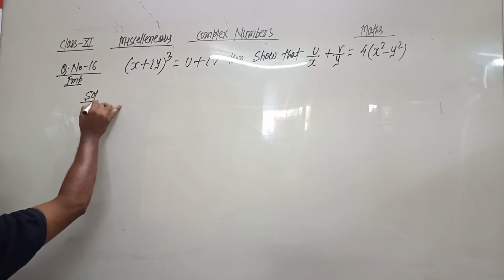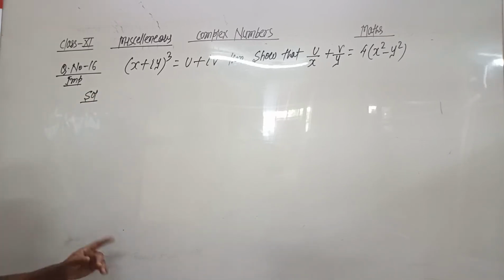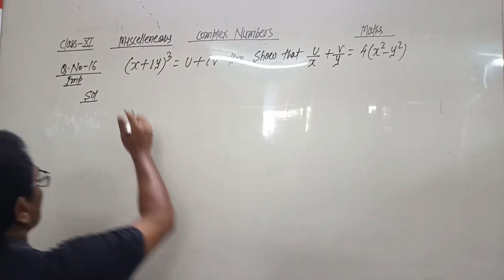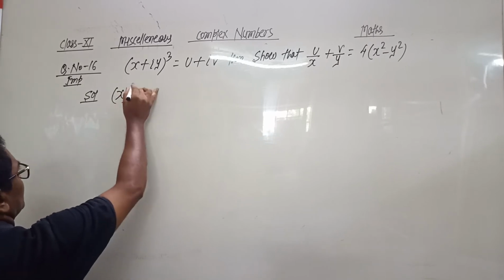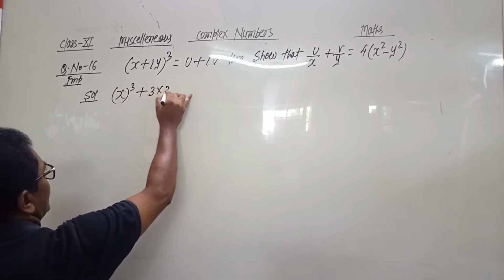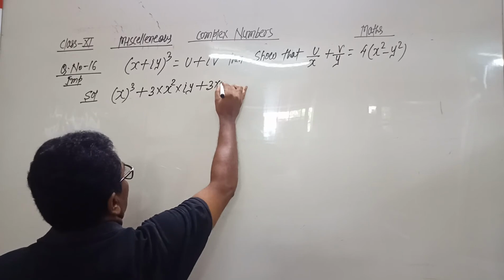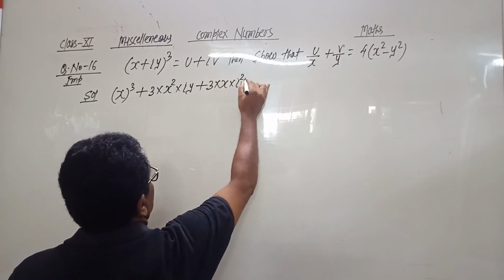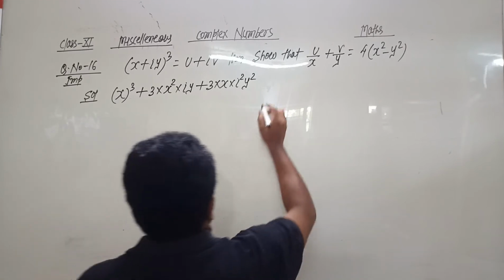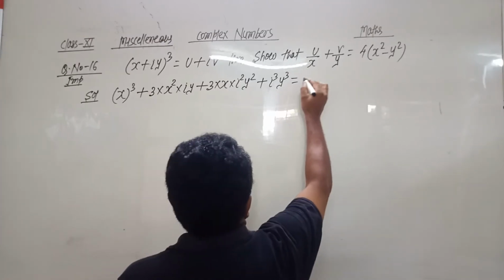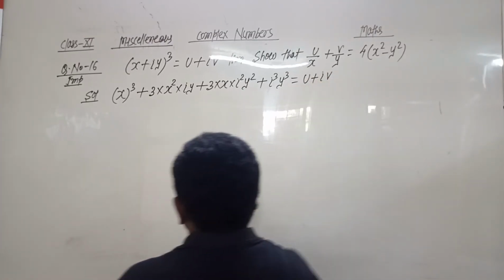So let us see how to do. Firstly, we will expand this expression which we have given, and this will be expanded by the formula a plus b the whole cube. So we know the formula a plus b the whole cube. It is a cube plus 3 into a square into b plus 3 into a into b square, means iota square y square, and plus b cube, iota cube y cube is equals to u plus iota v.